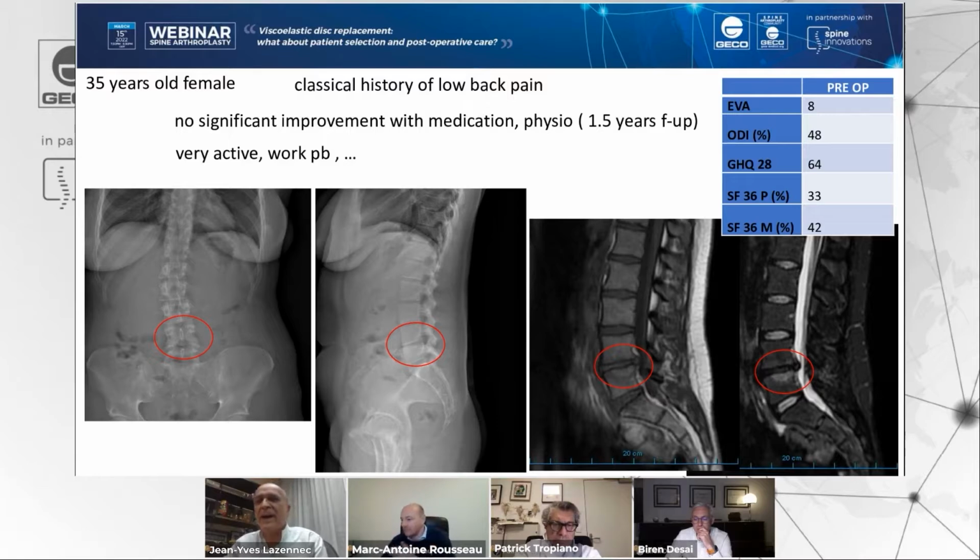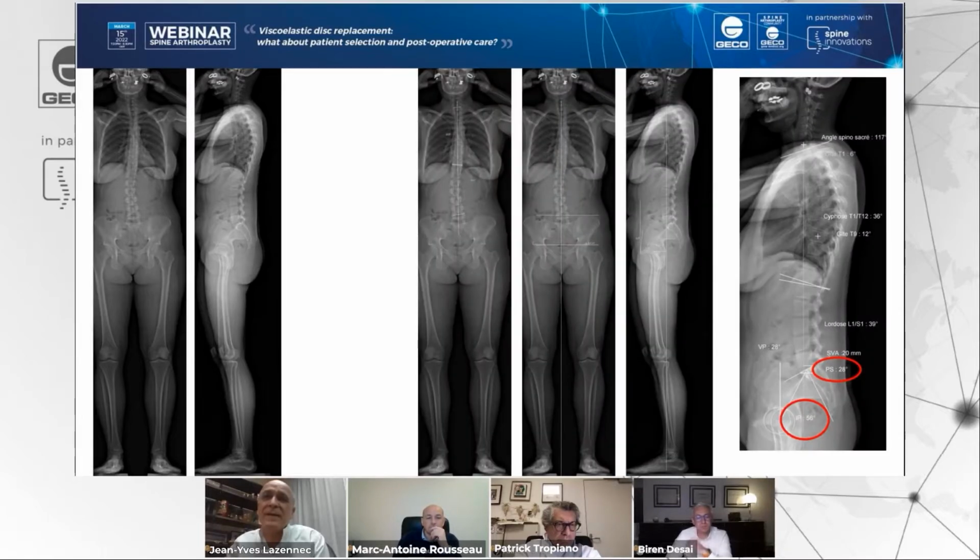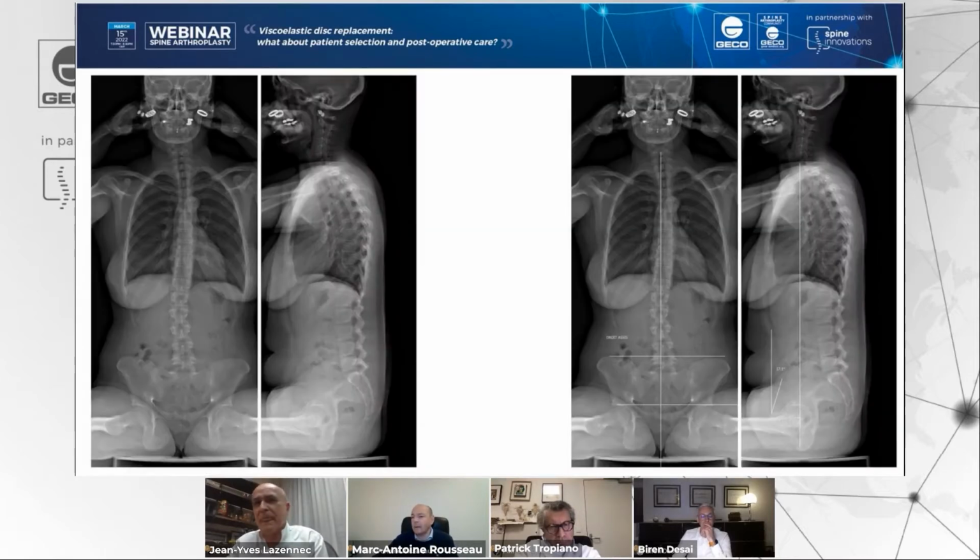narrowing of L4, L5. You see the Modic change on the MRI, and you see there is a slight inclination of the spine on the large AP view. Now you have the EOS, and the EOS provides us additional information. She is not imbalanced. She has quite a normal incidence angle, and she is a little bit retroverted with sacral slope 28. So nothing very particular.